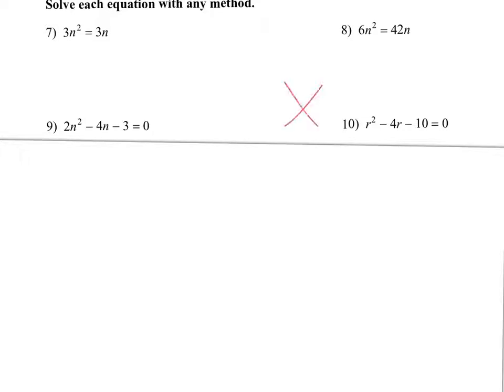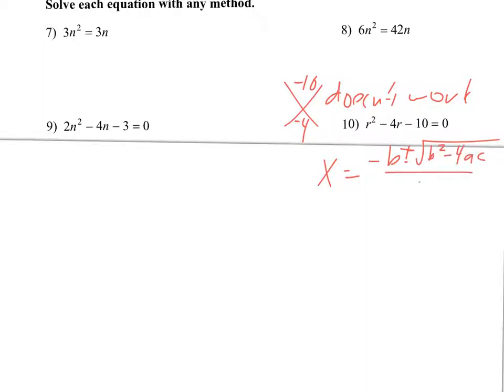We'll try to factor this, thinking of two numbers that multiply to negative 10 and add to negative 4. However, no two numbers work, so this doesn't work. It doesn't always work, the factoring, so then I'm going to switch to the quadratic formula, which is x equals negative b plus or minus the square root of b squared minus 4ac all over 2a. So I have my a is 1, my b is negative 4, and my c is negative 10.